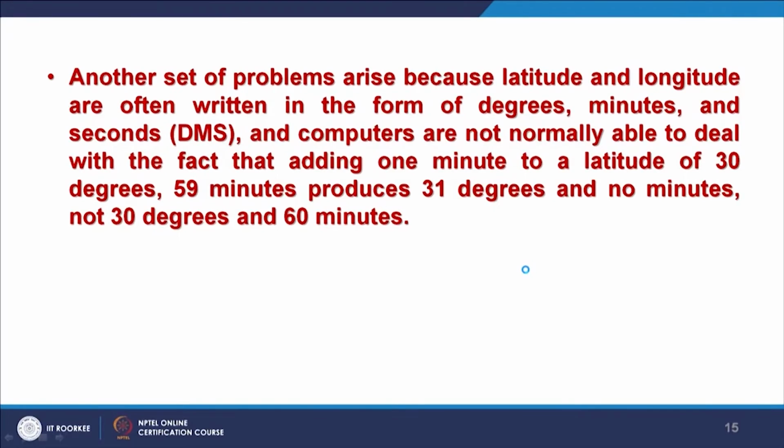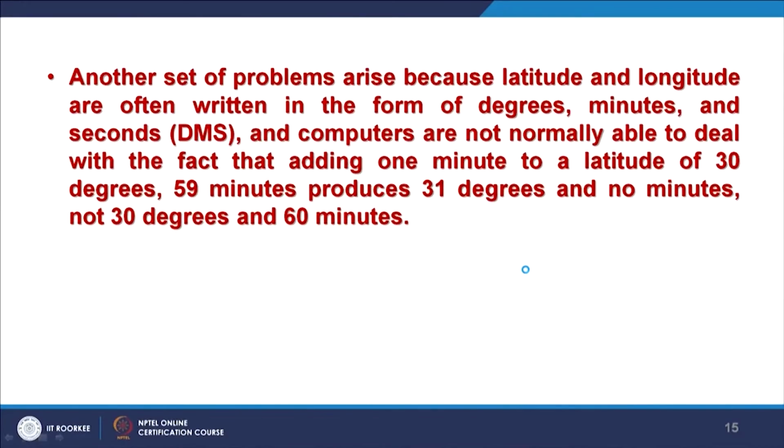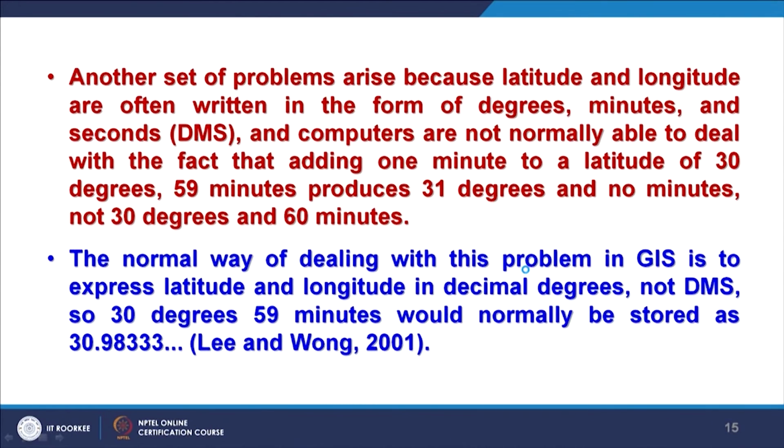Another set of problems also arises in the case of latitude and longitude, which are written in the form of degrees, minutes and seconds. That is why in GIS we go for DD, that is decimal degrees, and computers are not normally able to deal with the fact that adding 1 minute to a latitude of 30 degrees 59 minutes produces 31 degrees and no minutes, not 30 degrees and 60 minutes, because 60 minutes means 1 degree and it has to be transferred. Instead of 30, it should be 31. But if the data is being handled as DMS, degrees, minutes, seconds, then the problem will persist. So one has to be very, very careful.